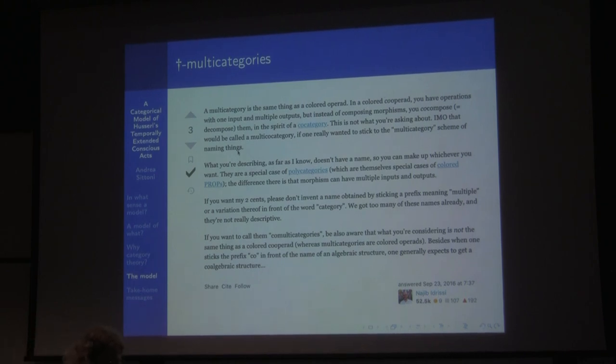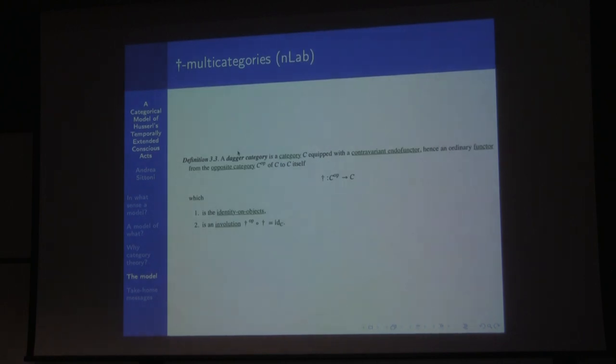But dagger multi-categories are definable. Basically, a dagger category is basically just a category that sends morphisms, it inverts the arrow in some sensible way, preserving identity, composition, and it's involutive. So if I apply the dagger two times, it's the same as f. I'm pretty sure it's doable, but there is a problem.